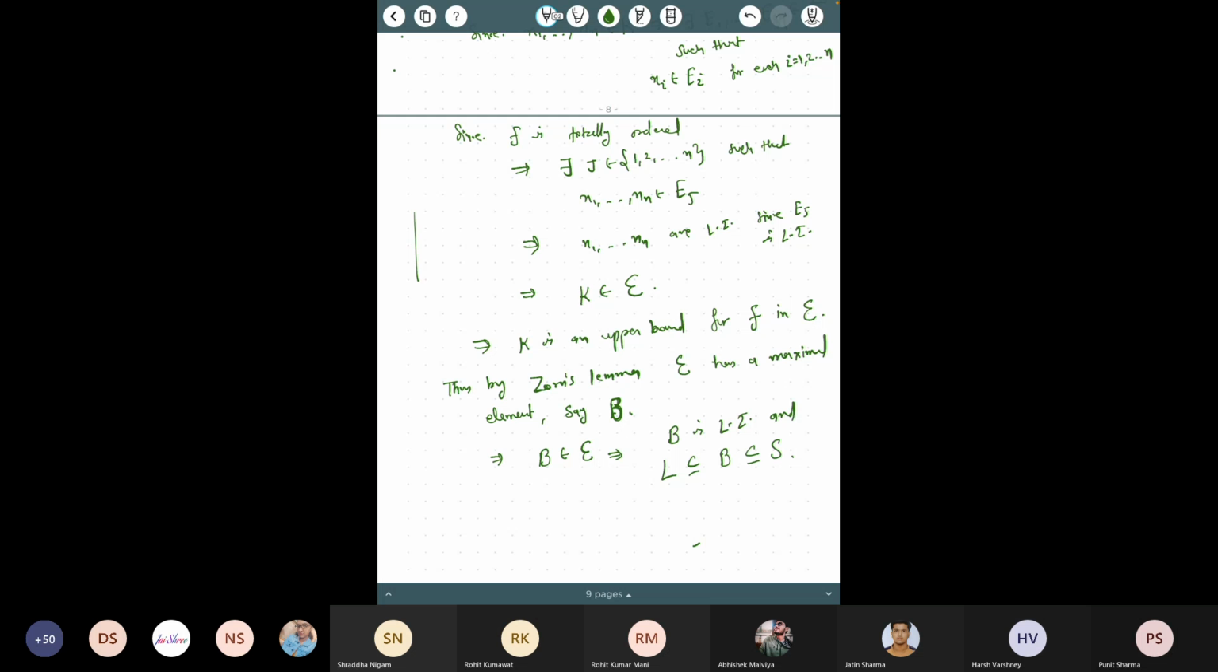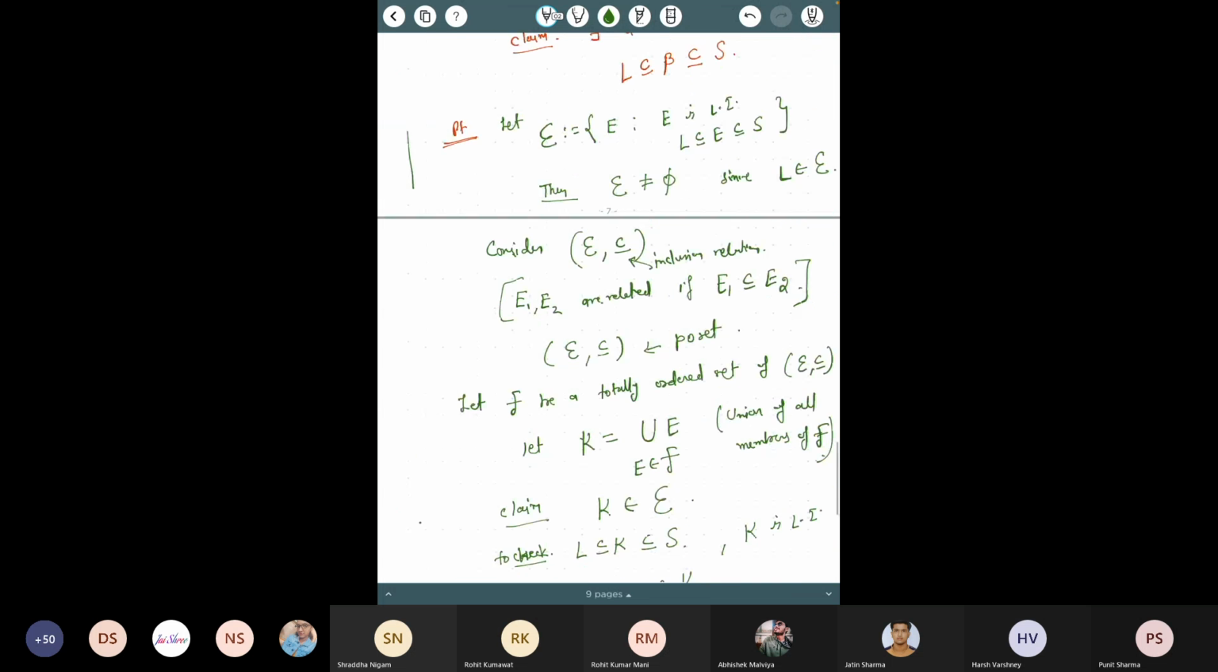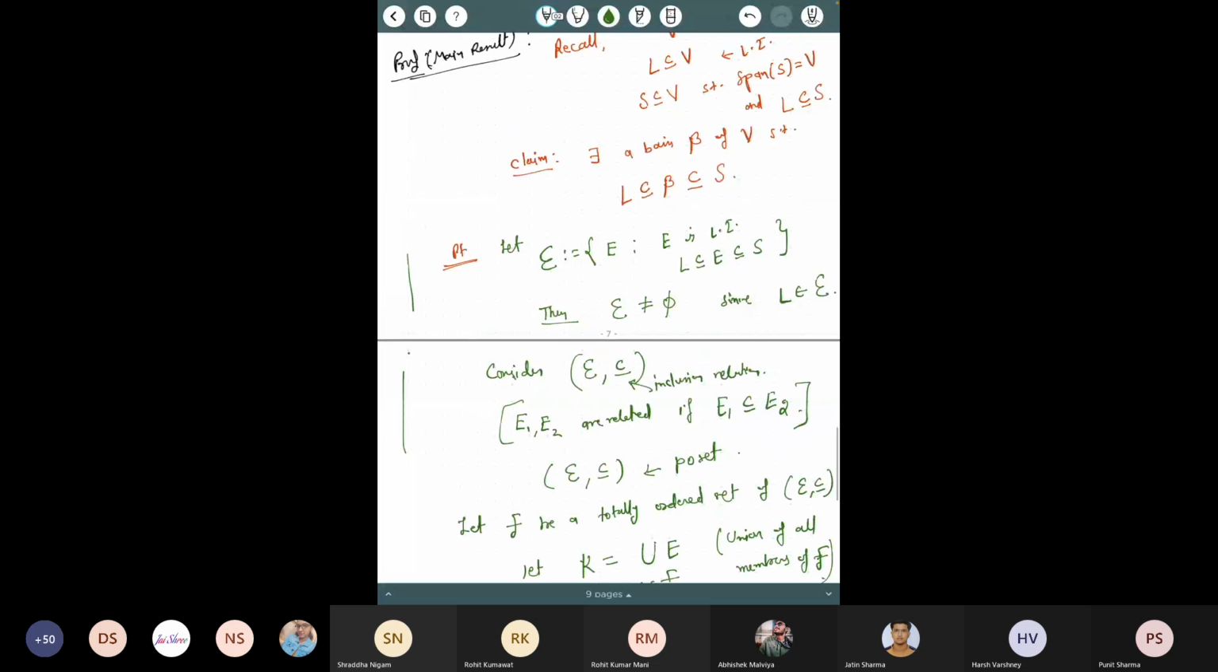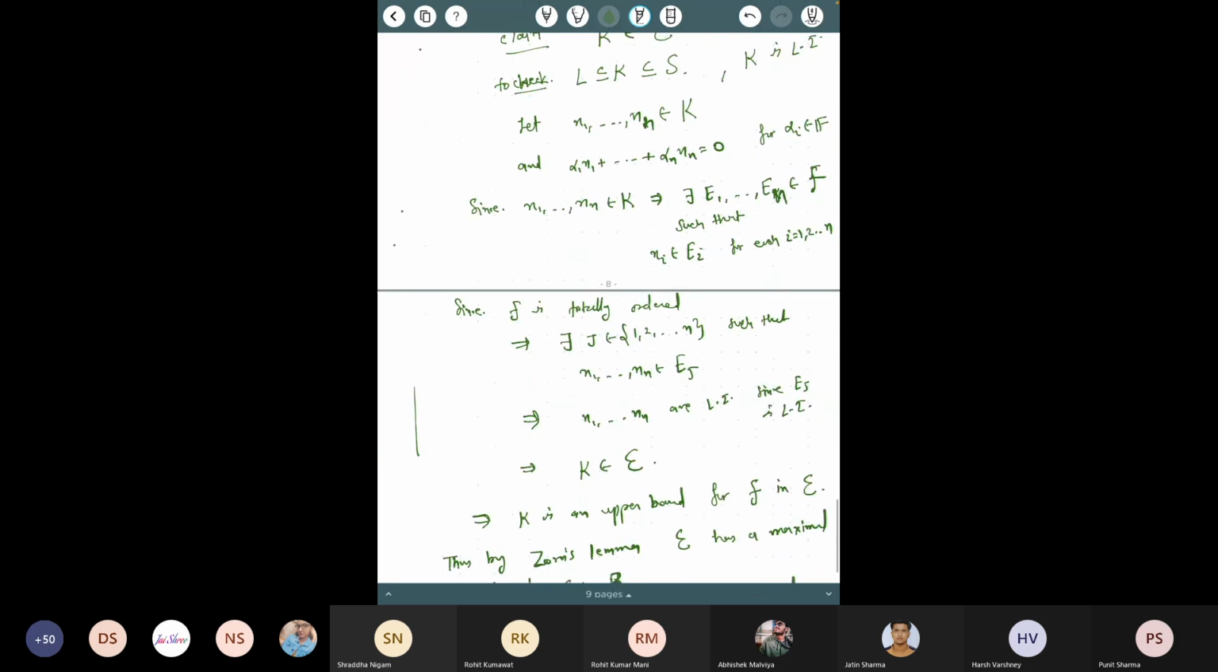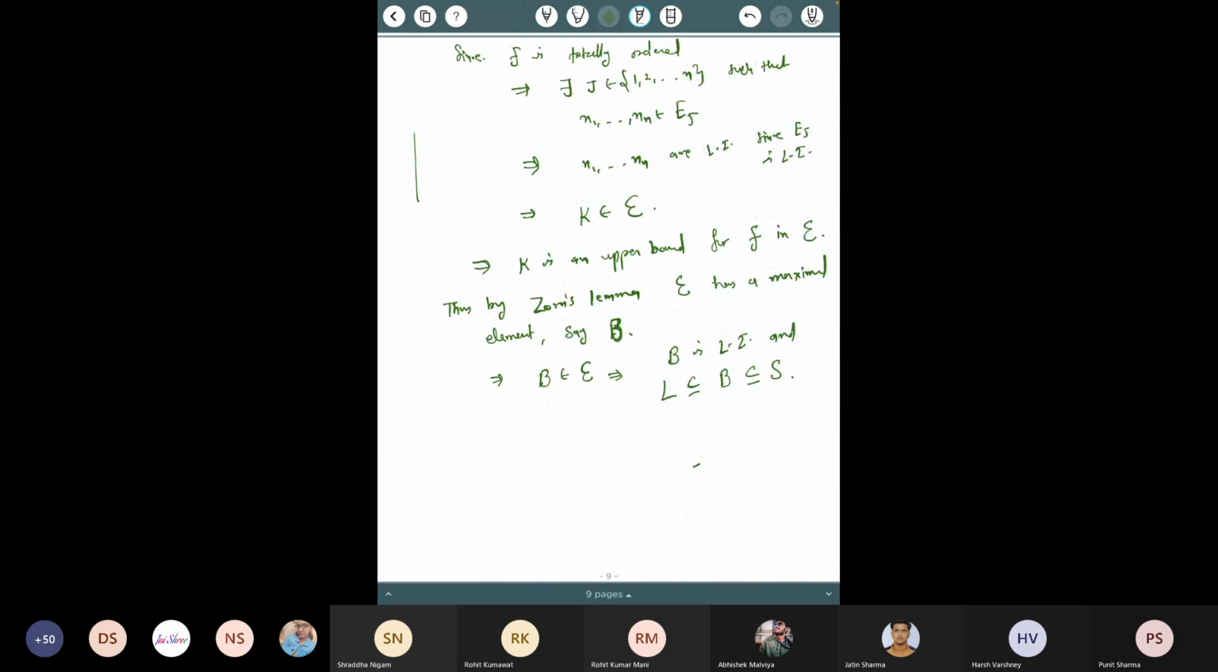Now, what we are trying to prove here: if you look at the statement, we need to show that there is a basis B of V such that this is true. What we have so far is a linearly independent set B of V that satisfies this. So in order to prove the claim, we just show that the span of B is V. That means B becomes a basis.